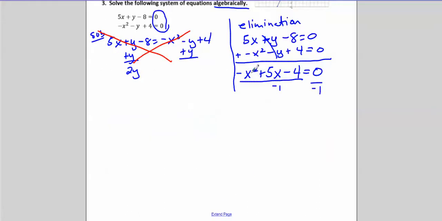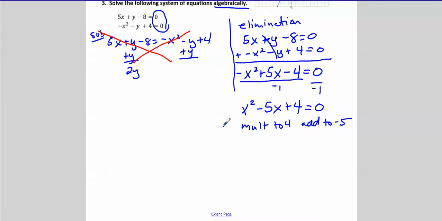So if I divide by negative 1, all my signs change. This changes to positive x squared, this changes to negative 5x, and negative times negative divided by negative is positive 4. So now I'm looking for numbers that when I multiply them, I would get 4, and when I add them, I get negative 5.